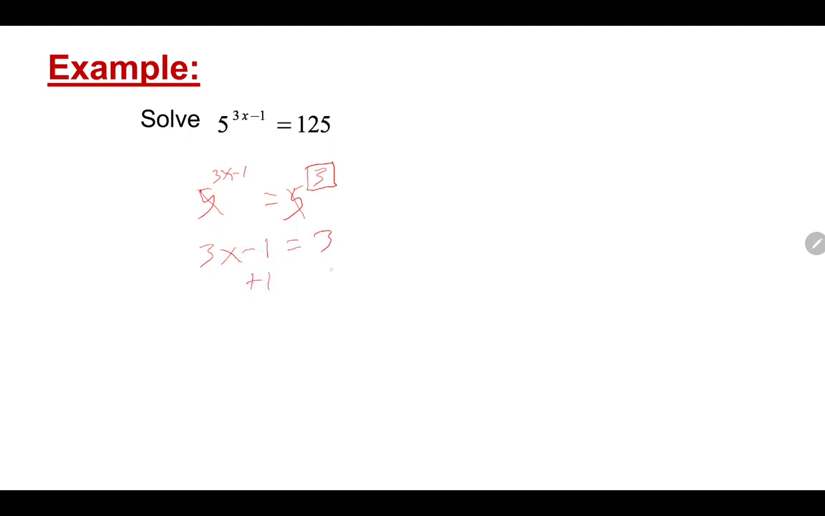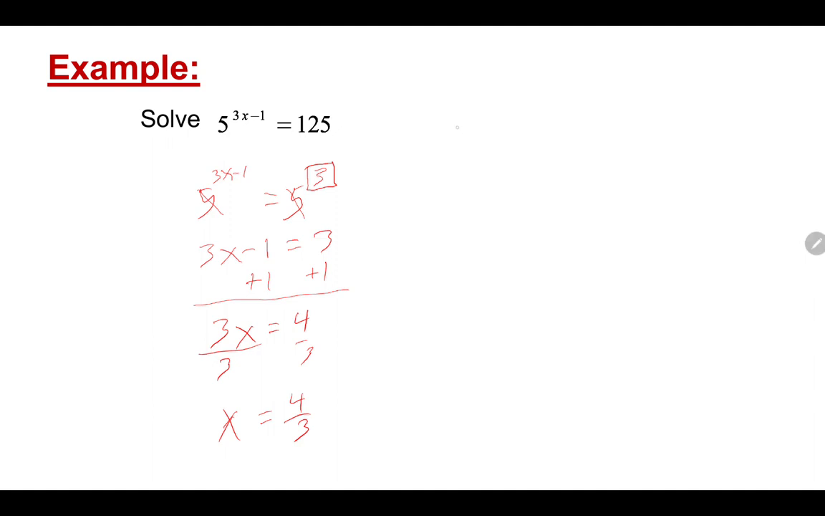I'm going to add 1. So 3x is equal to 4. Divide by 3. Divide by 3. X is equal to 4/3. And then the great thing about these is you can check. A lot of algebra you can check to see if you're right, so you know if your answer is correct before you hit submit.